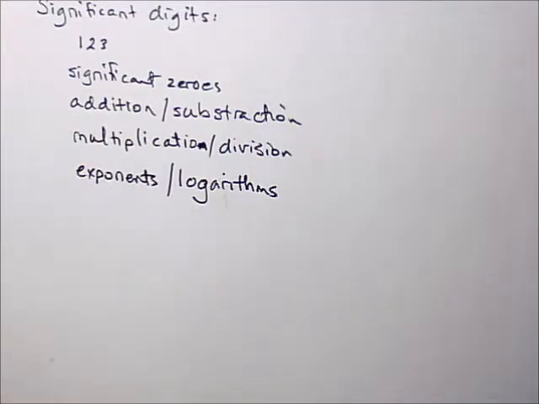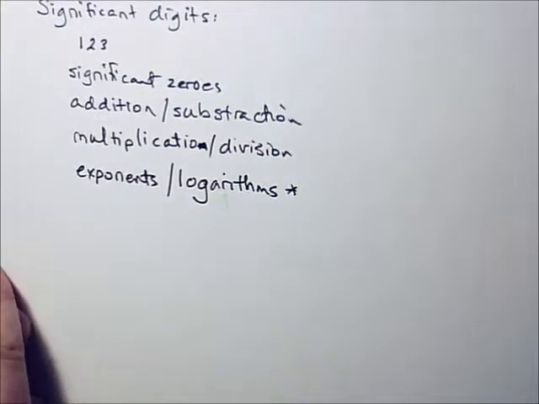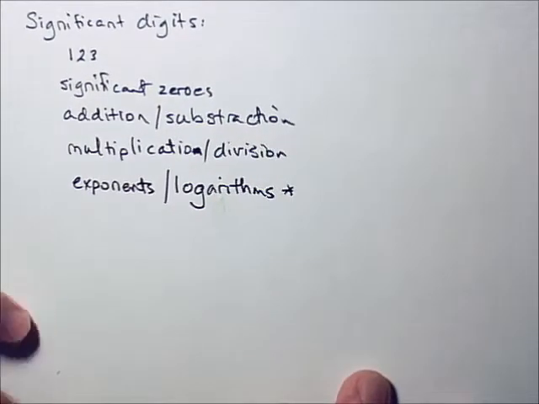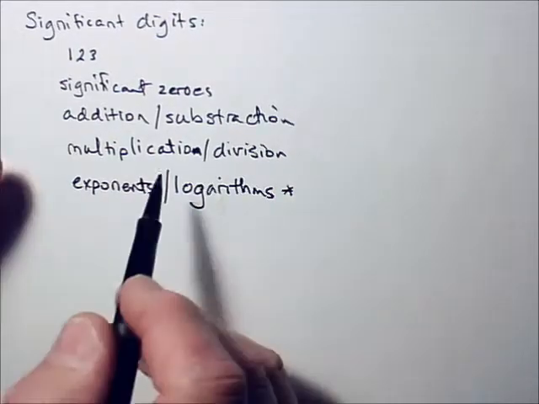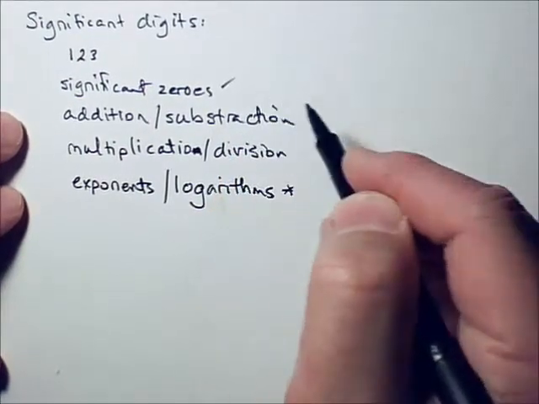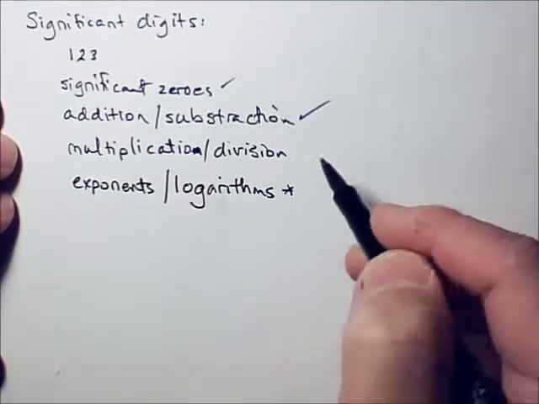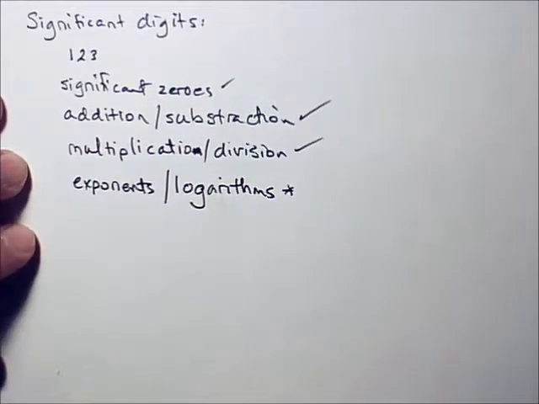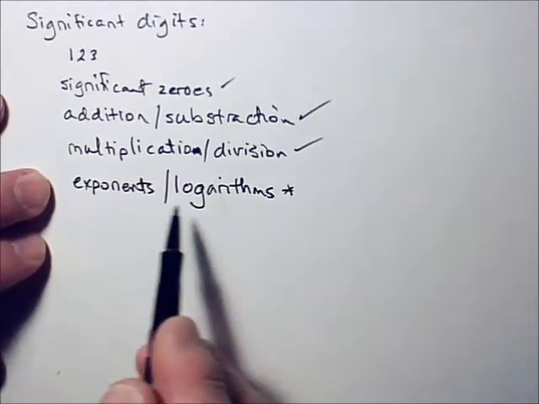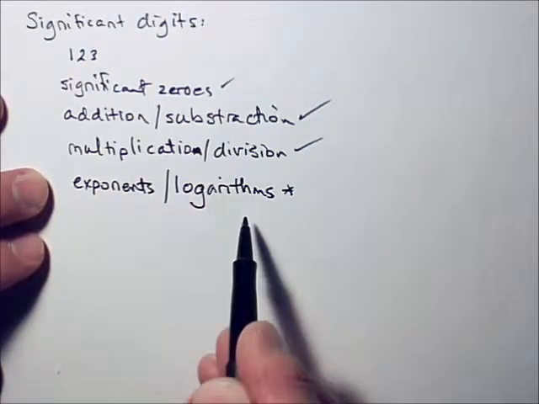Yeah? Okay. Now, we're going to make it a little bit easier because we're not going to really learn this rule at all. It's a little bit much, and we only use it in one unit, whereas these other rules we use all the time. So we're going to learn about significant zeros. We're going to learn about addition and subtraction significant digit rules. And we're going to learn about multiplication and division significant digit rules. And then we're going to gloss over this and use the multiplication and division rule for these.